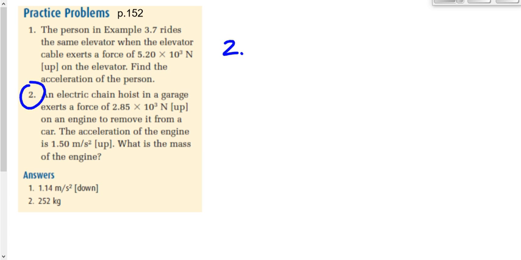So question number 2 says the electric chain hoist in a garage exerts a force of 2850 up. The acceleration of the engine is 1.5 up. What's the mass of the engine? Let's draw a picture here. We don't know the mass of the engine. We do know that there is a force of the chain.